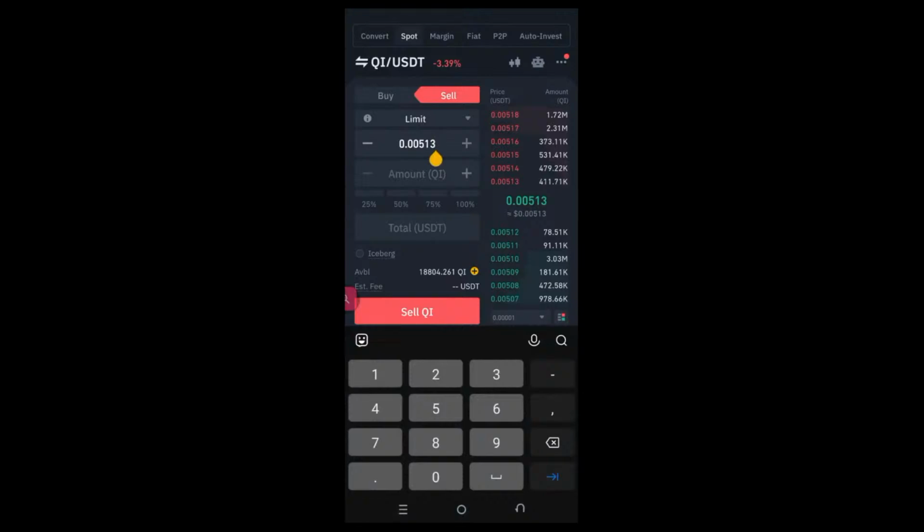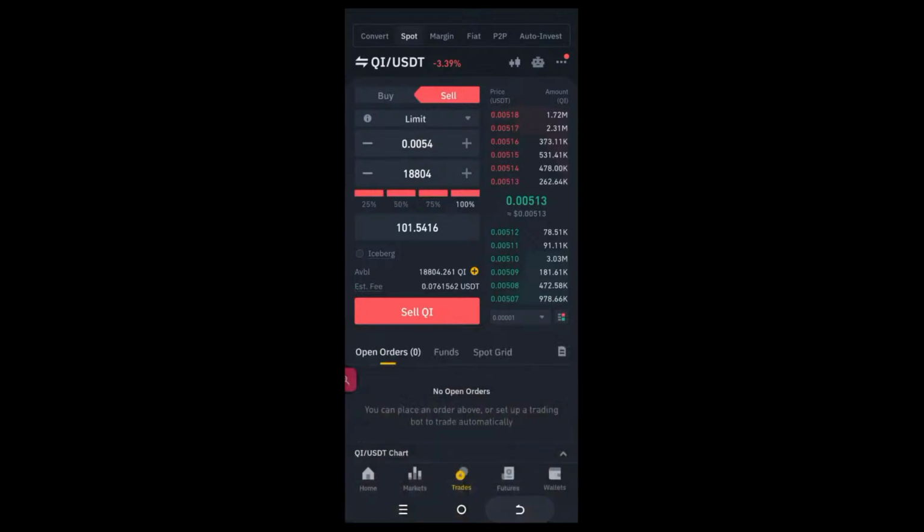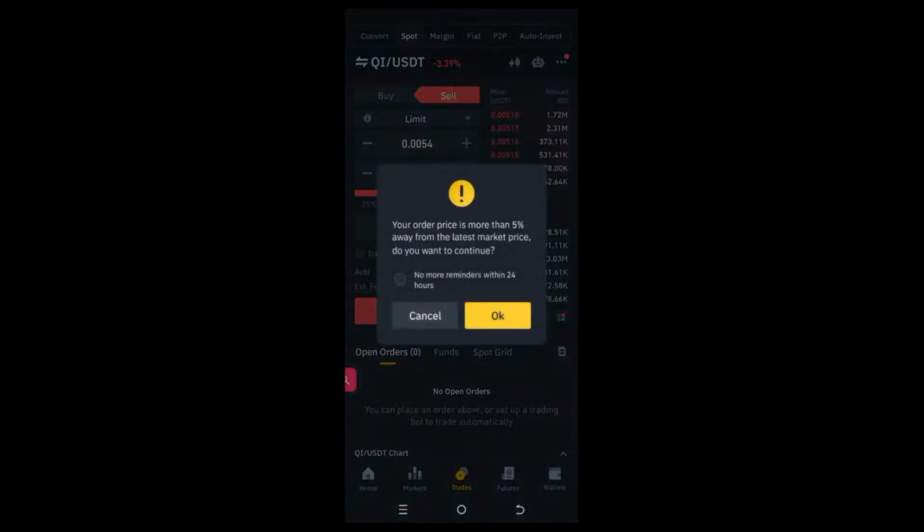Because if I try to sell now, I'm going to be losing $3.60. It doesn't make any sense. So we're just going to change this to 5.4 and wait for it. All right, at least we'll make $1.50. We'll wait for it. So that's it. We'll just click on sell.